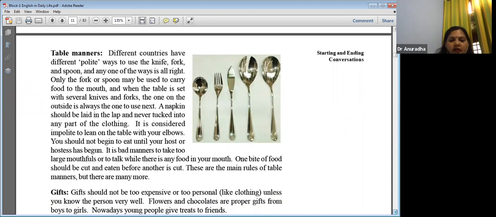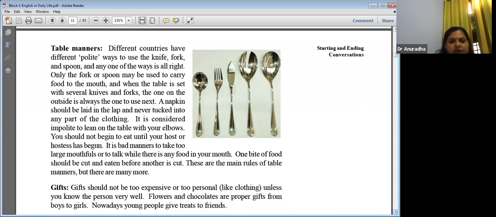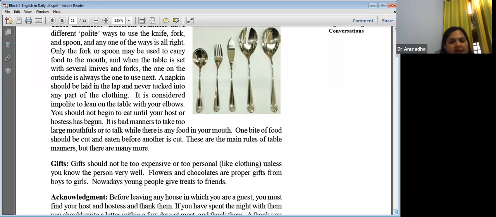Okay. For example, next is gift. Gift should not be too expensive or too personal. Bahut personal gifts aap kisi ko mat dijiye jab tak ki wo aapke bahut achhe known nahi hai. For example, clothing, because most of the people like to wear clothes of their own choice. The best gift is flowers and chocolates. Flowers and chocolates are the proper gifts from boys to girls. You can give it to anyone.